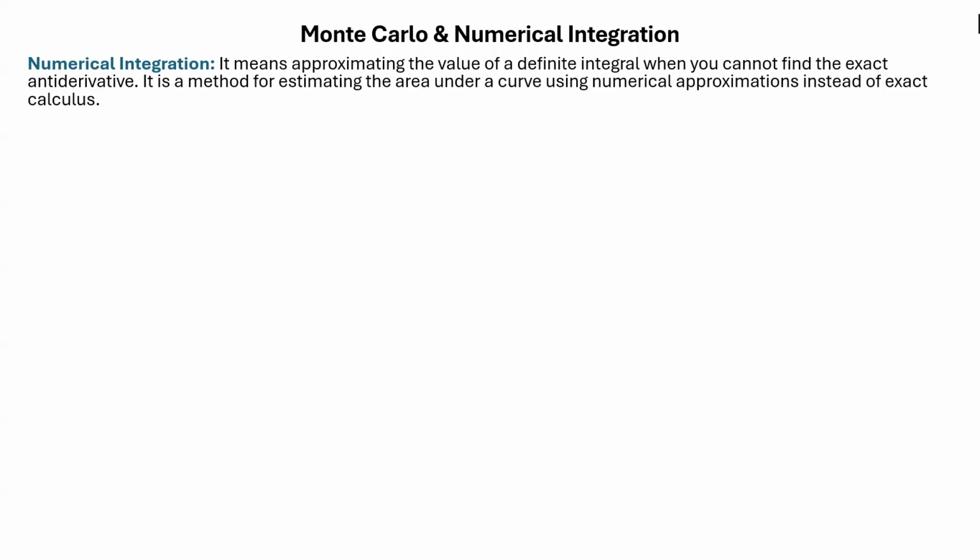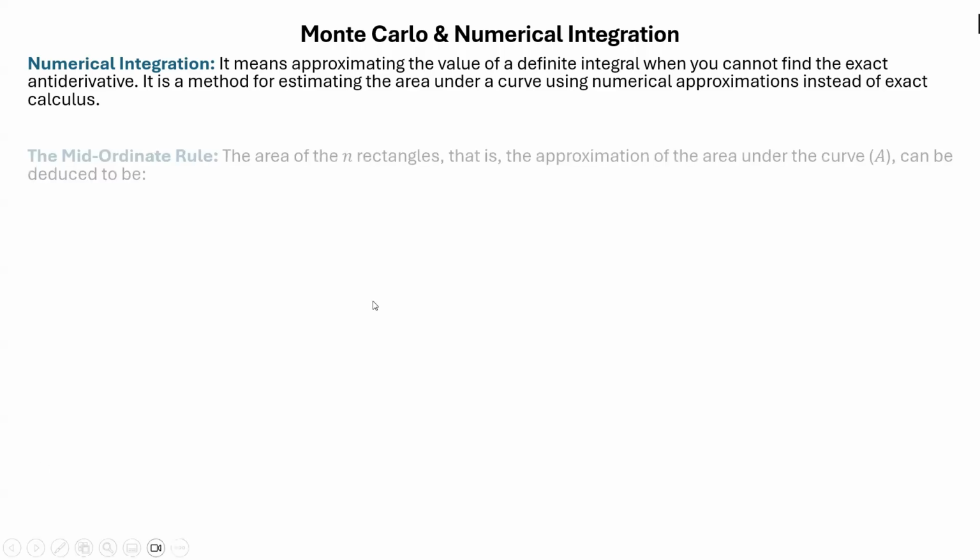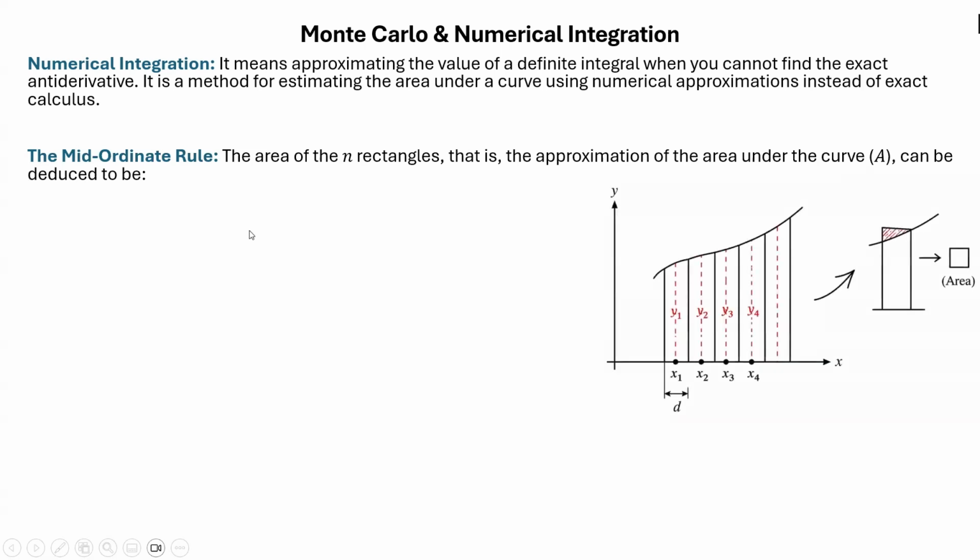So let's first understand the basic idea. If we look at our mid-ordinate rule, we might have the area of n rectangles, and we try to approximate the area under the curve. If we take 5 strips, we can see there are heights y1, y2, y3, and so on, and there is a distance between two parallel lines, which is d.